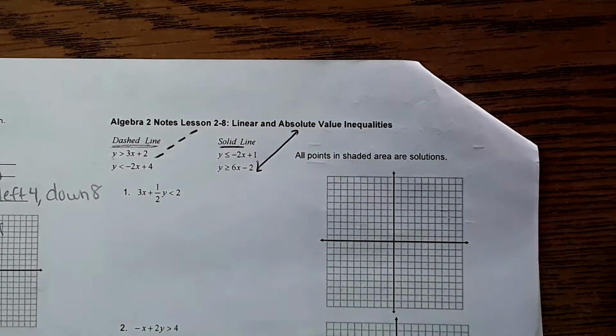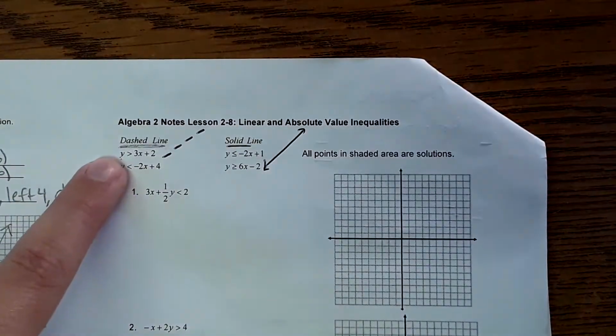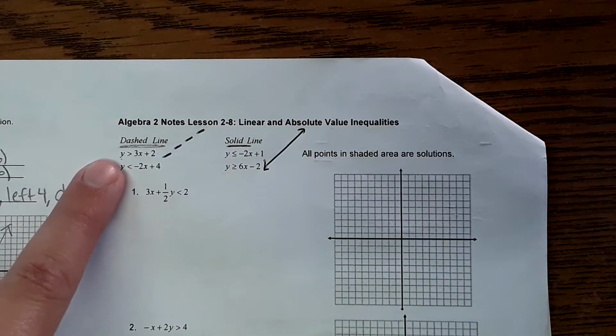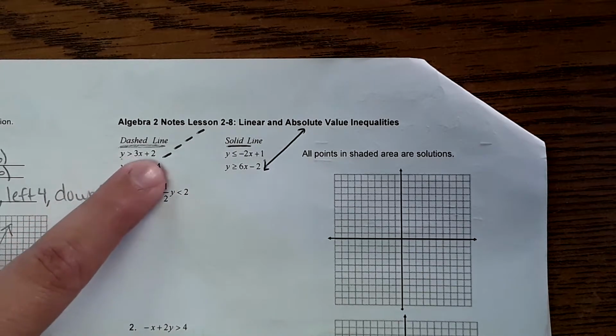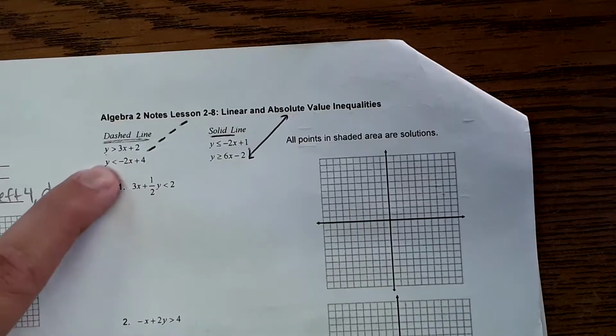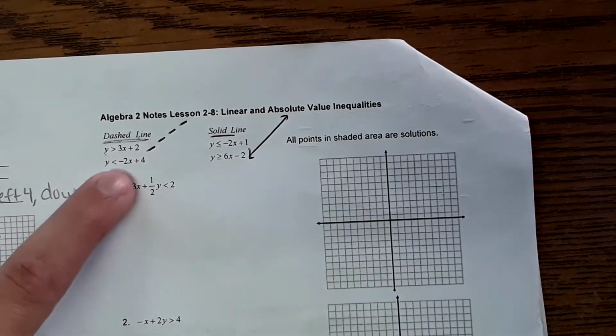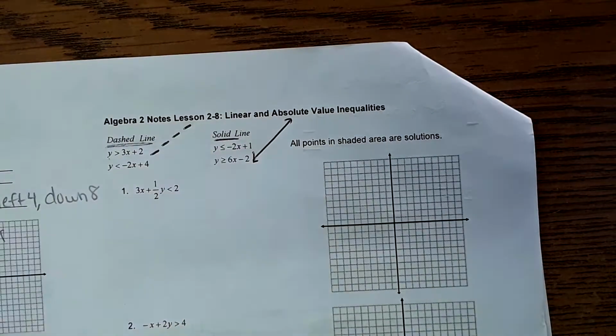And when you look at these, do you think in your head, y is greater than 3x plus 2? Do you say that out loud in your head? For this, you're going to have to, because that will help you figure out where to shade. So when you look at this, think y is less than negative 2x plus 4. Or here, y is less than or equal to negative 2x plus 1. If you don't say it out loud like that, get in the habit of doing that.